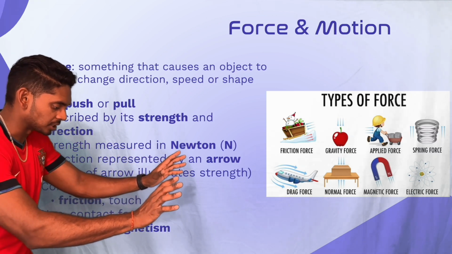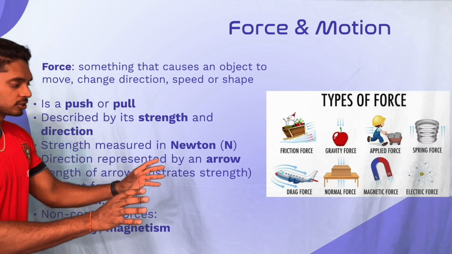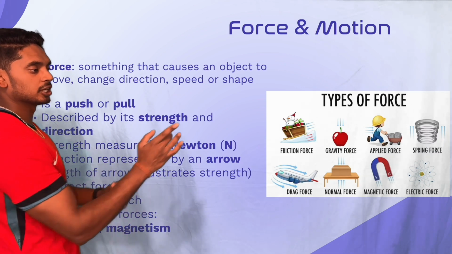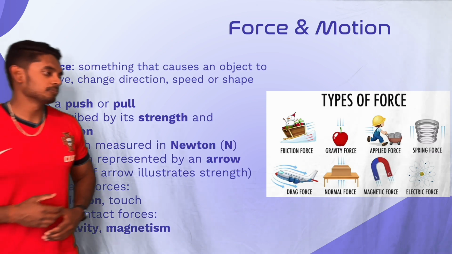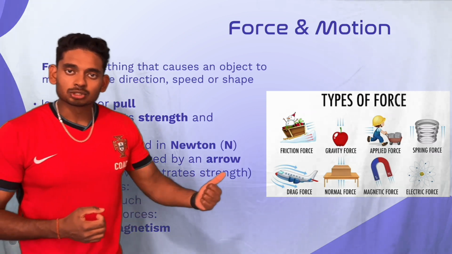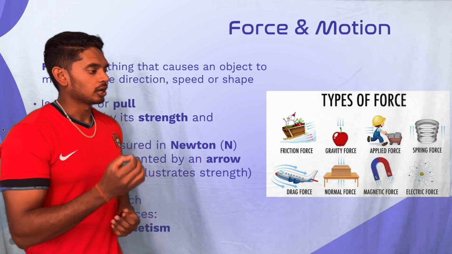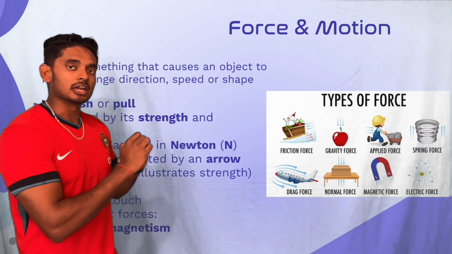So I'm pushing an object. I'm using a certain amount of force to push it, but I'm also pushing it in a certain direction. These are the two factors when we're talking about force and motion. A couple of ways we're going to get into it later on, but when we're talking strength, we use N for newtons, and when we're talking direction, we're using an arrow.